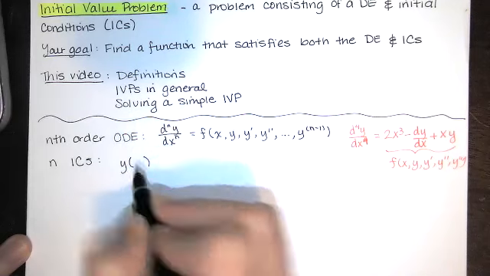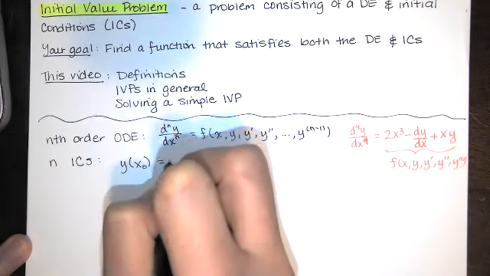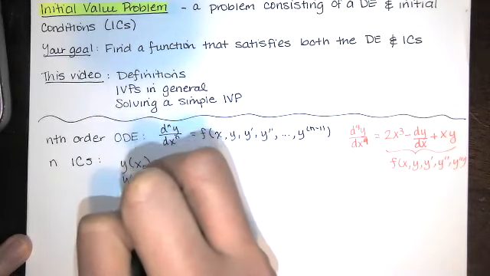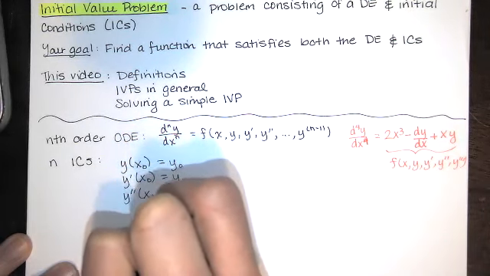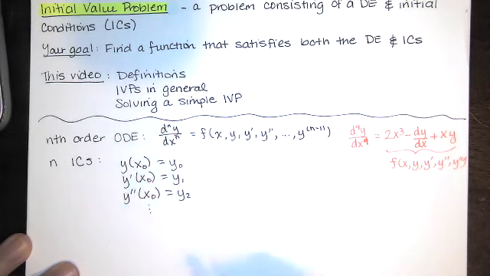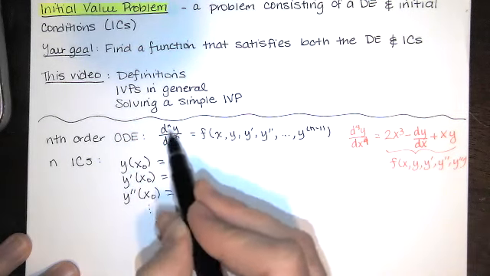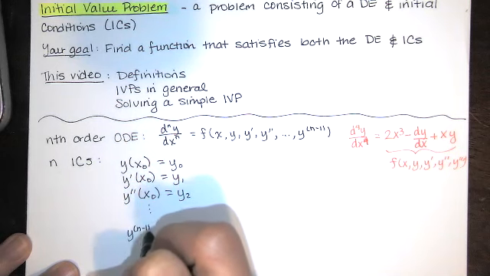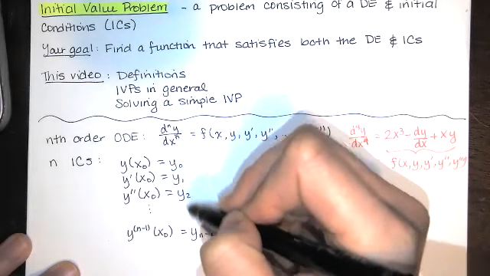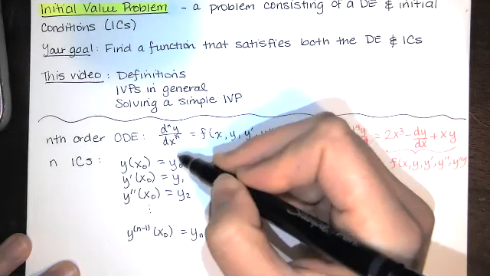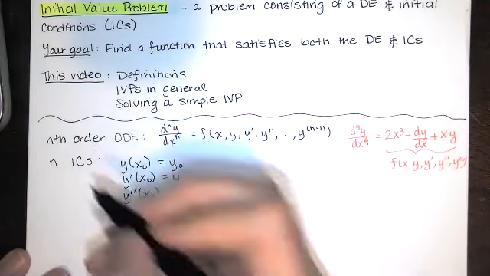So you'll be given y at a particular x value. x naught will be given to you. They'll say when x equals x naught, y equals y naught. And when x equals x naught, y prime equals y sub 1. And when x equals x naught, y double prime equals y sub 2. They'll give you conditions for y and all of y's derivatives, not up to the nth derivative, but up to the n-1th derivative. So here are n minus 1 numbers plus the 0th number, the one with the y sub 0, that is the first number. So we've got a total of n initial conditions.